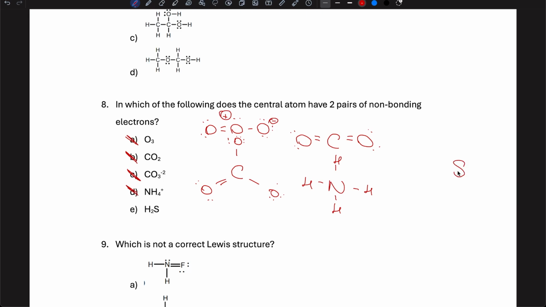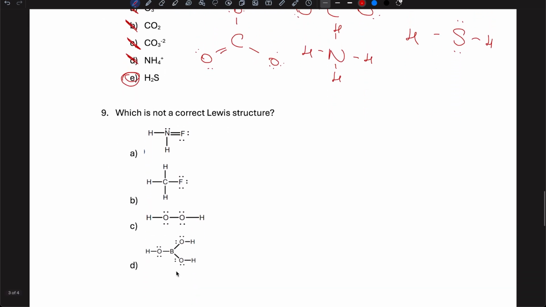However, if we drew something like this, H2S, we would end up with 2 non-bonding electrons, which means H2S is the correct answer. The next problem, which is not a correct Lewis structure, let's refer to our little mnemonic to check. Maybe if one of these elements has an incorrect number of bonds, and there's no charge present, then maybe the Lewis structure is incorrect. Let's go one by one.